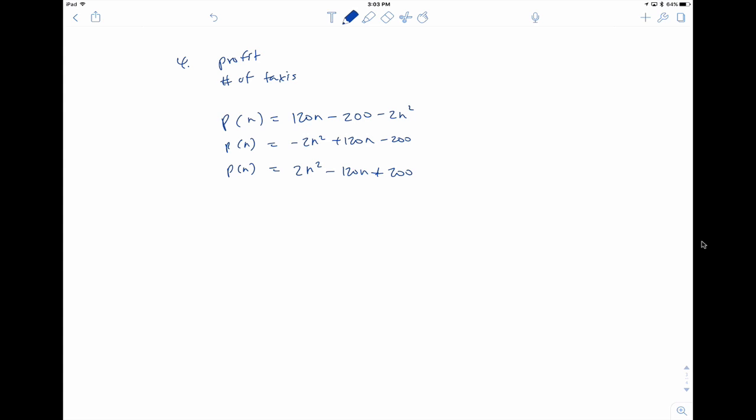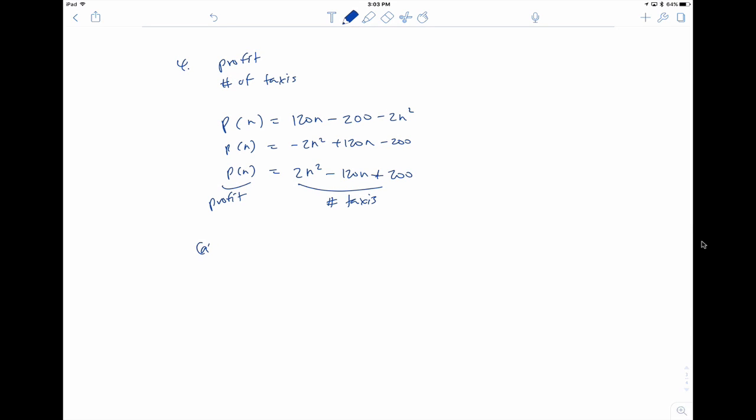So what is it asking? Just keep in mind this is the profit side, and this is the number of taxis side. So it was asking us for the number of taxis. Yes, that's the A question. Is how many taxis for the maximum profit? So do our minus B over 2A. Now that we have our B's and A's in the right place, so minus 120 is B, 2 times 2. So we end up with positive 120 over 4 gives us 30. So 30 taxis is for the optimal profit.